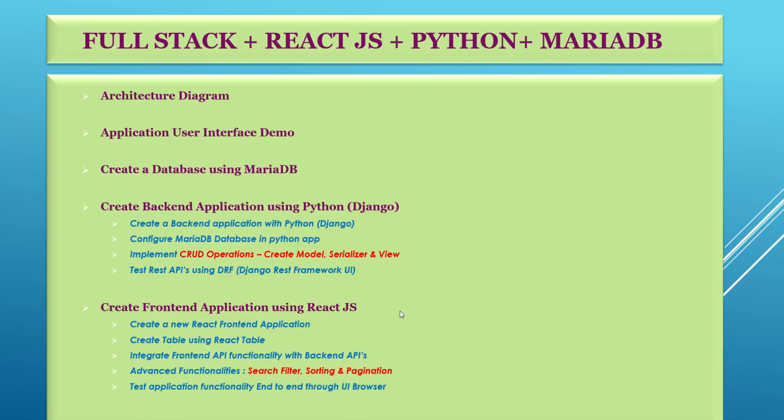Finally, we will create our front-end application using React.js, and in that we are going to use React table library and Axios library to connect with our backend REST APIs. And we are also going to implement advanced functionalities like searching, sorting, pagination in our React.js application. Finally, we will test our entire application functionality end-to-end through UI browser. This is about all the points which we are going to cover in sequence.